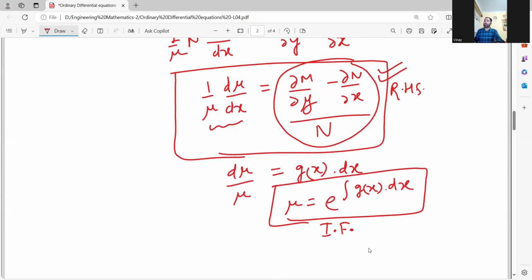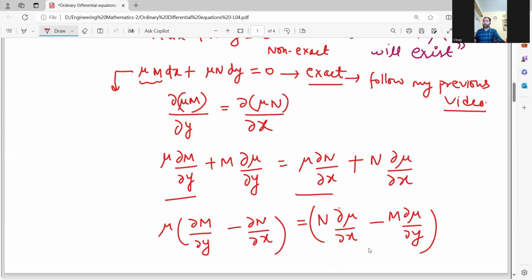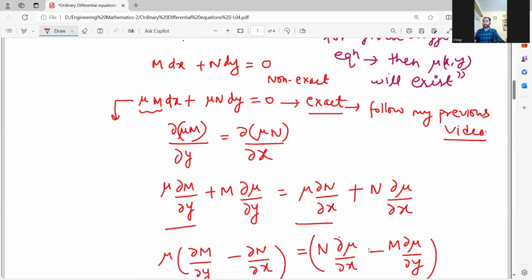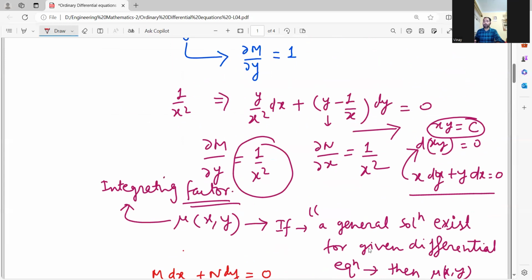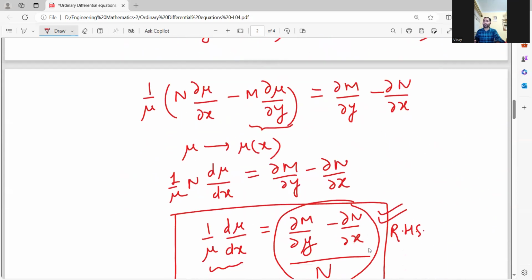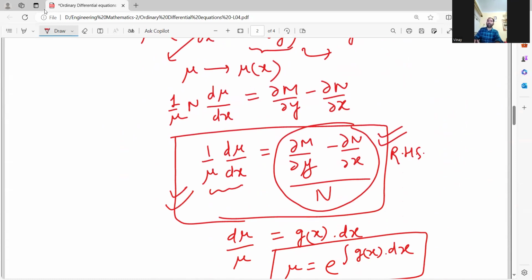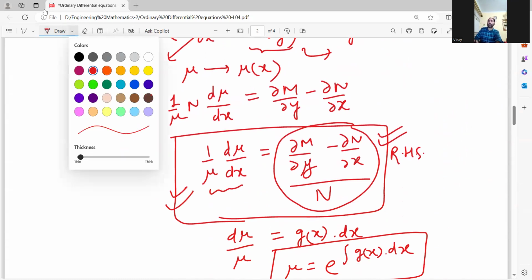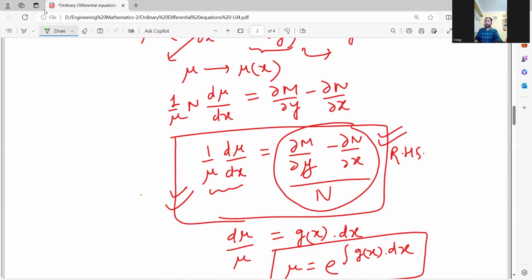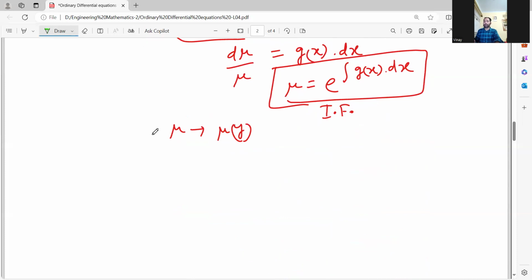Similarly, when mu is a function of y only, in this equation, this part will go away, and you will have this. Remember, I'm just not going to do it again. I'm taking minus M on the other side, and the rest would be the same. Now, this equation will have another form. Let me take green. What form is that equation going to have?